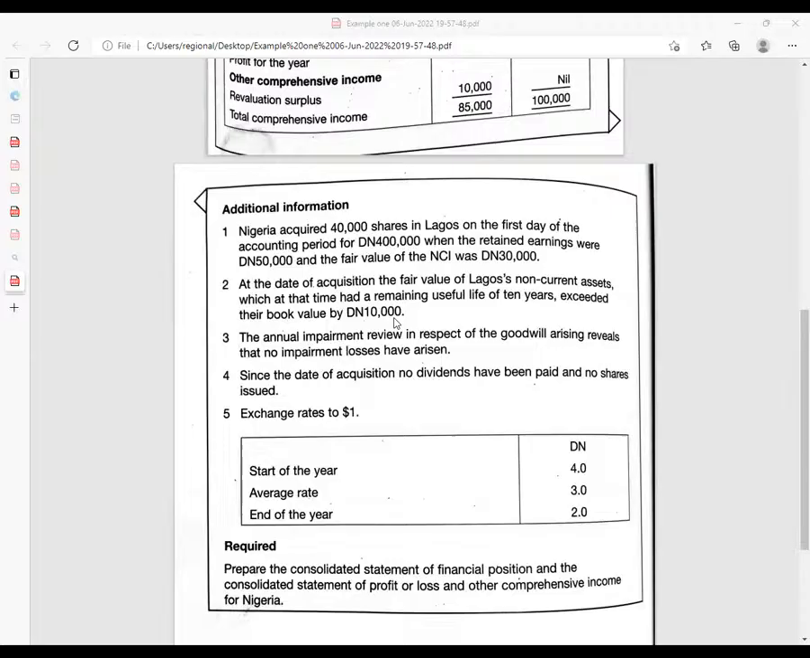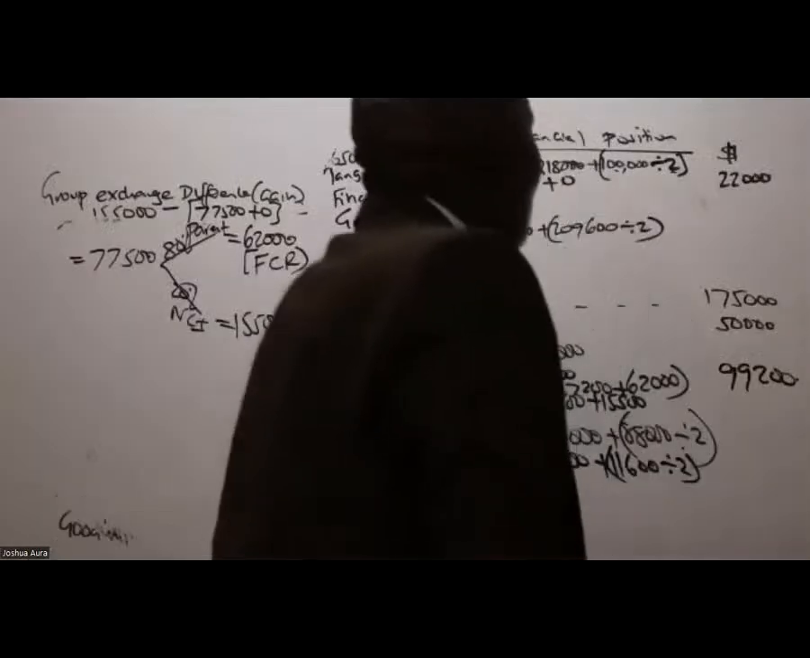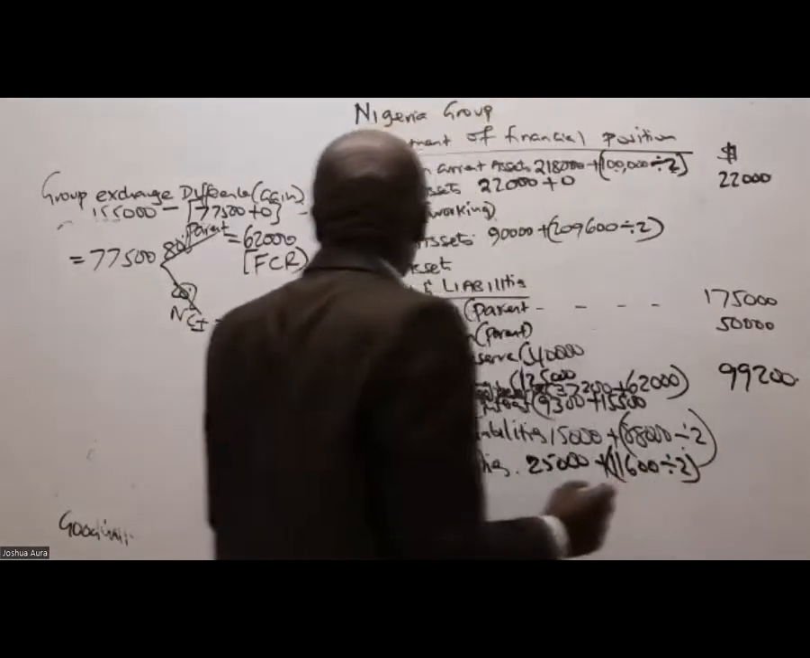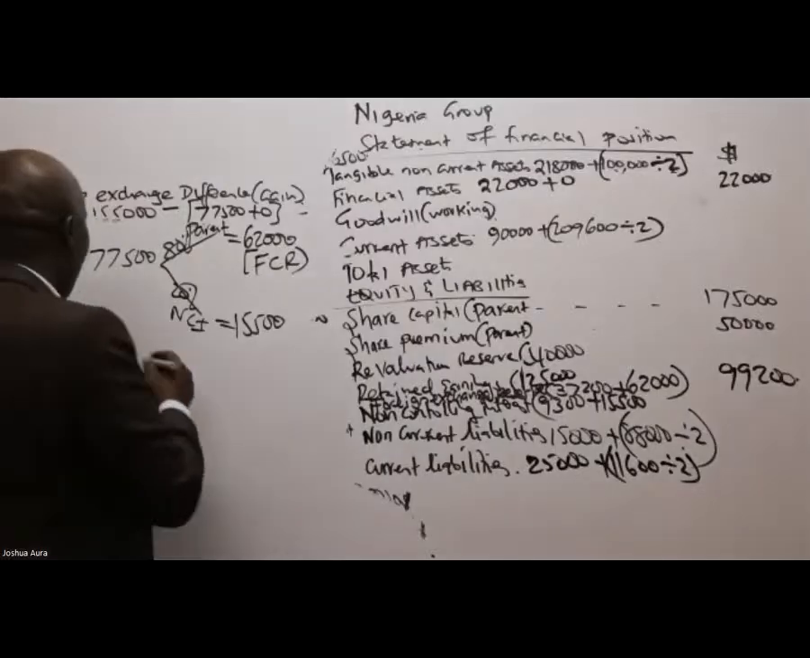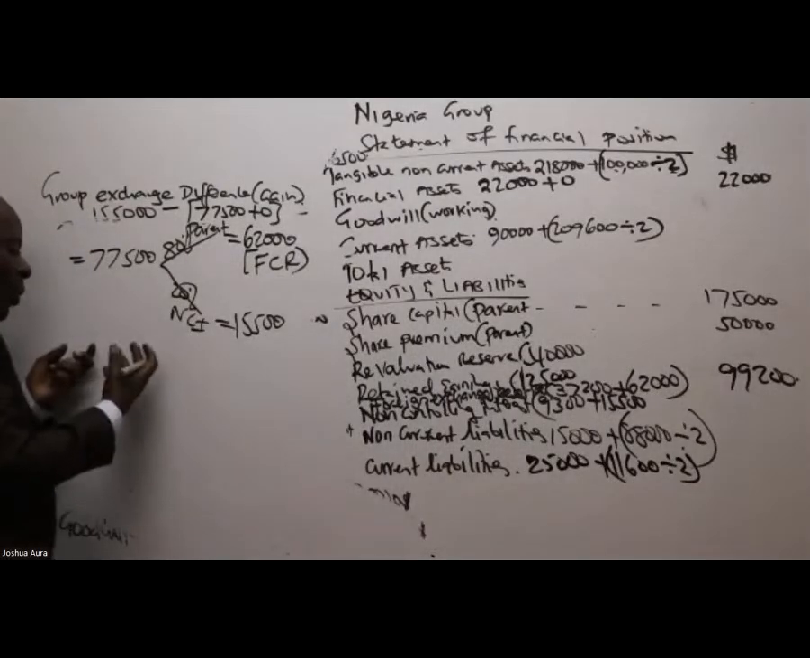When we revalue our assets upwards, what do you think happens to our property, plant, and equipment? So our property, plant, and equipment will increase. So we need to do an analysis of this fair value adjustment. I would want to be very clear here. Remember at acquisition, we did a revaluation upwards of how much?